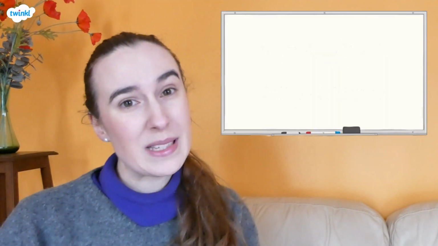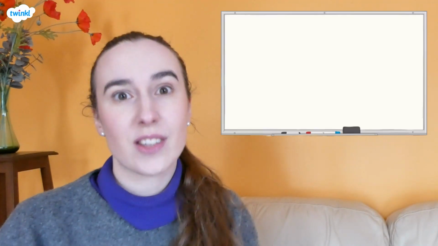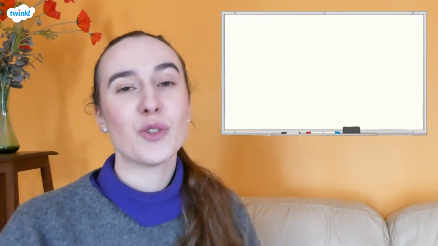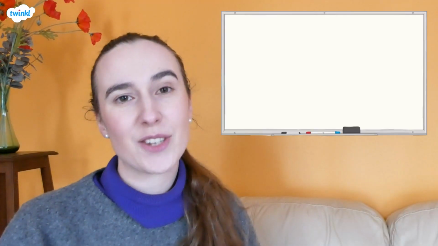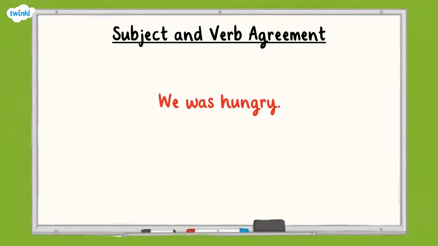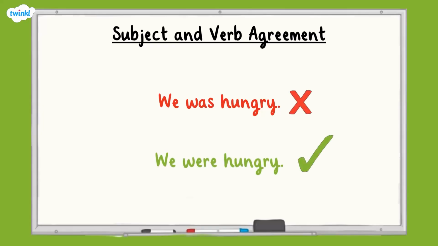There are some common mistakes that people make when using the English language. Use these top tips when you are writing or speaking to make sure that you are using Standard English. It is important to make sure that the subject and verb agree. For example, we was hungry. Should be we were hungry. Was should be used for a singular subject, while were should be used for a plural subject.